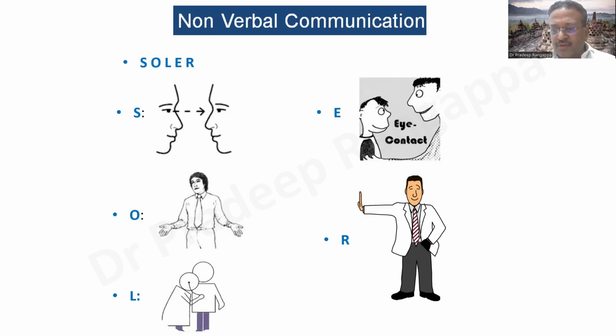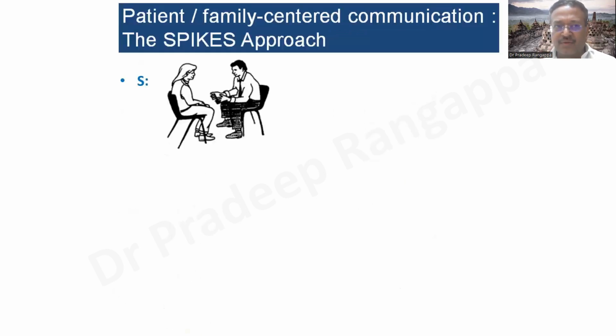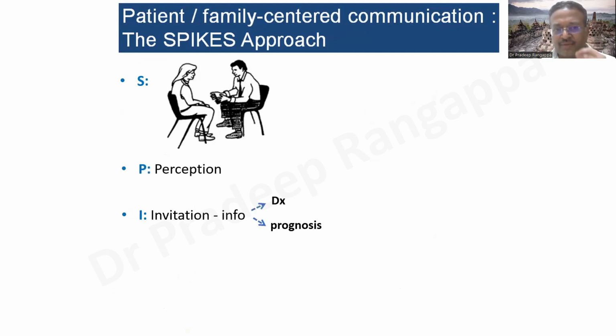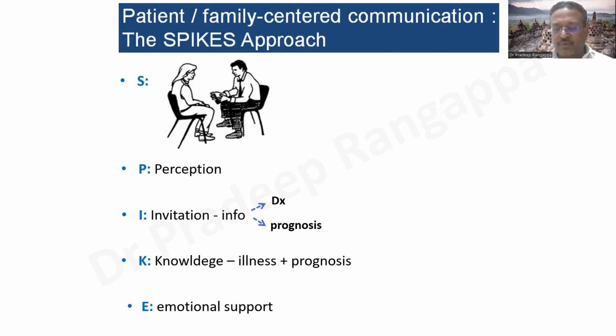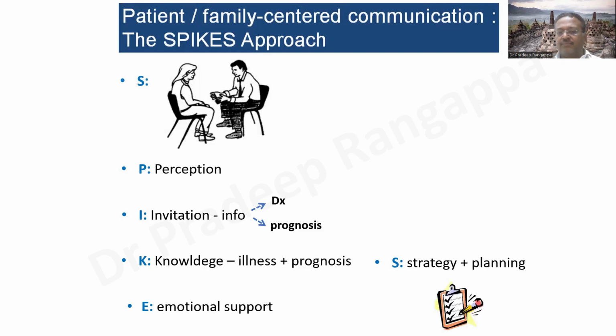And these are all simple life skills that one can utilize to minimize the conflict. Then there is the SPIKES approach, where you make the patient sit in a comfortable position whilst you're communicating, without any barrier between you and whom you're communicating to, and try to understand the perceptions from the patient's perspective. Invite them to discuss and collaborate with regards to the diagnosis and the prognosis that one is working on, and assess whether the person you are communicating to has a good awareness and knowledge of the illness and prognosis, providing emotional support at the same time, and discussing the strategy and the future course of plan that one has in mind.